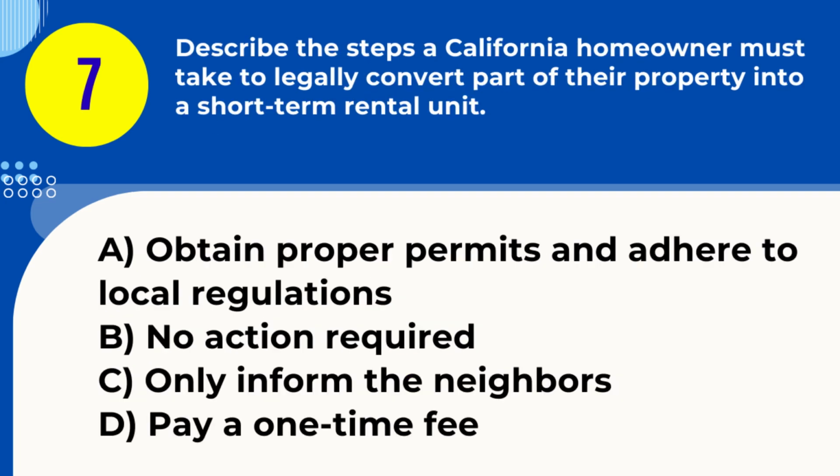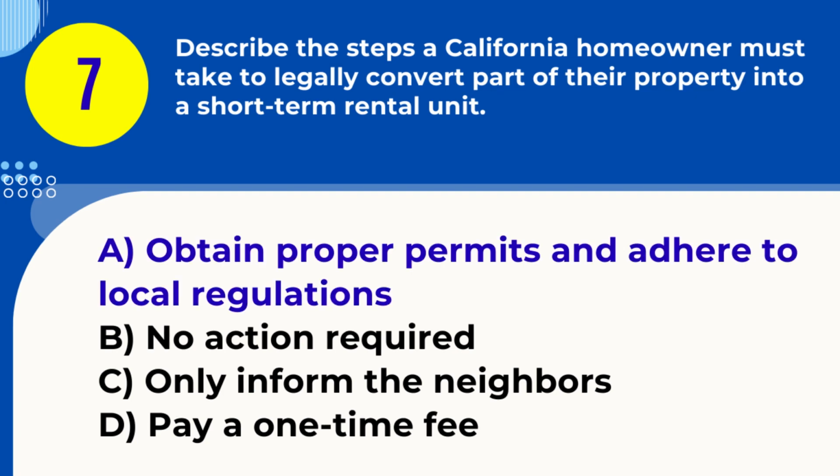Question 7. Describe the steps a California homeowner must take to legally convert part of their property into a short-term rental unit. A. Obtain proper permits and adhere to local regulations. B. No action required. C. Only inform the neighbors. D. Pay a one-time fee.